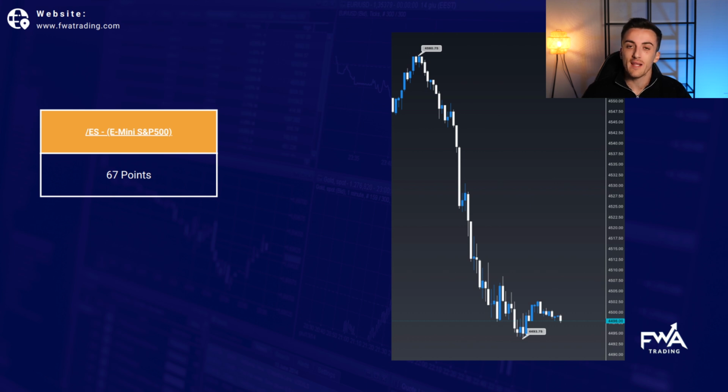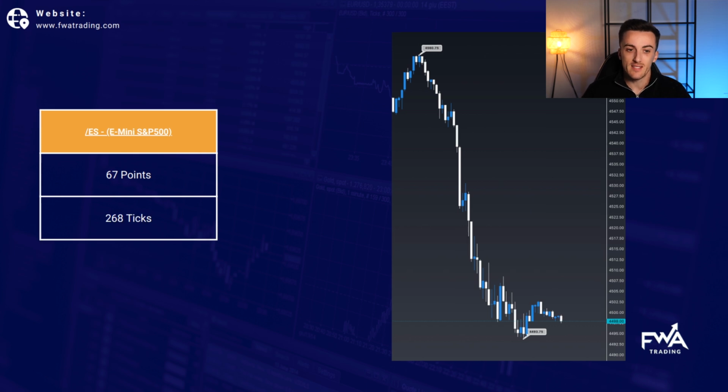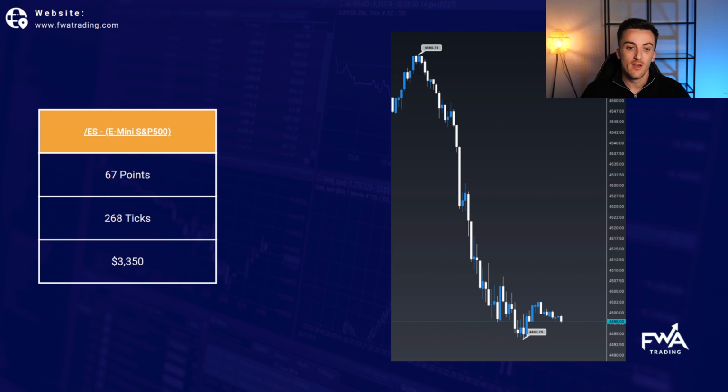Now, in terms of working that out into ticks, well, we know we need 4 ticks to make 1 point. So we take 67 times 4, which is going to give us 268 ticks. And each tick move on the S&P is $12.50. So if you do 268 times $12.50, that's going to give you a total of $3,350 per contract on this short on the S&P, and vice versa. If it was to go against you, you would have lost $3,350.